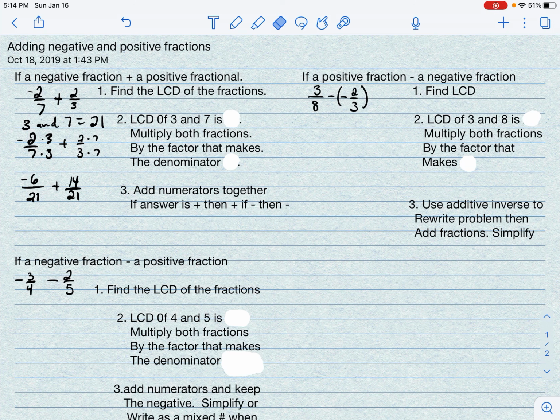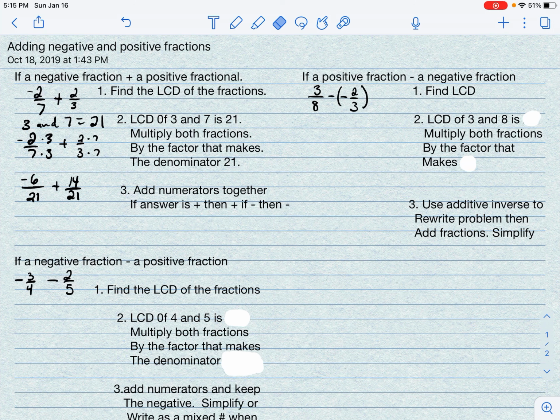Okay, so now the least common denominator of 3 and 7 is 21. We multiply both fractions by the factor that makes the denominator 21. So 7 times 3 is 21, 3 times 7 is 21. Okay, and then the last part says add numerators together. If the answer is plus, then plus. If minus, then minus. We are adding these together. However, they are different signs.